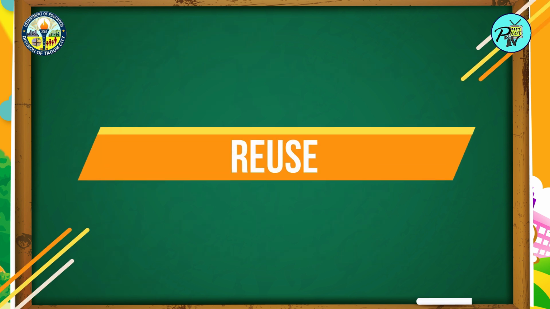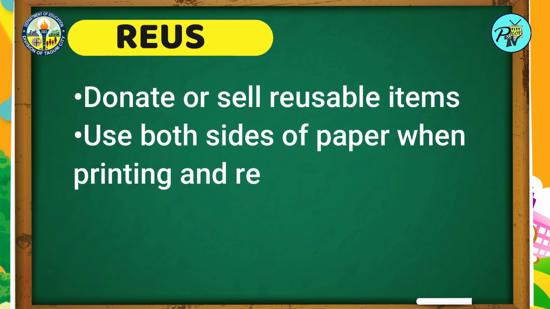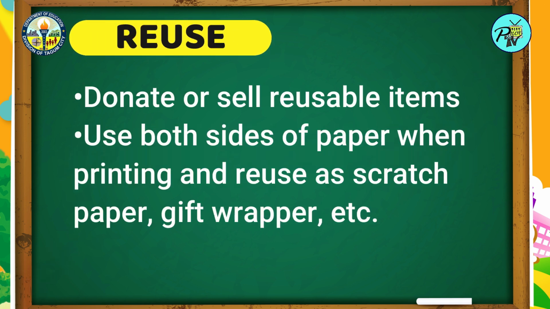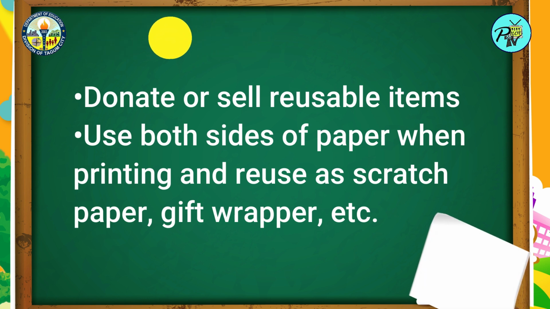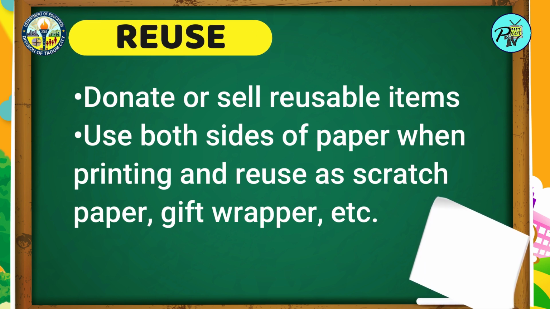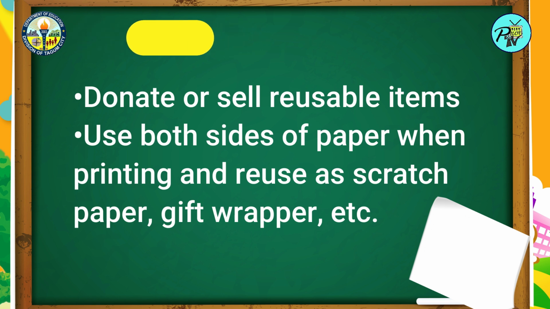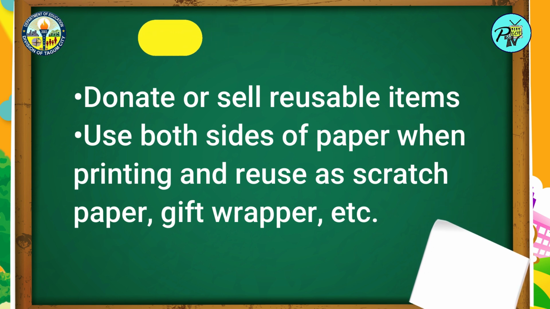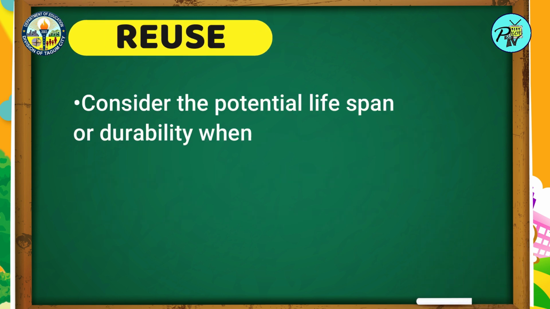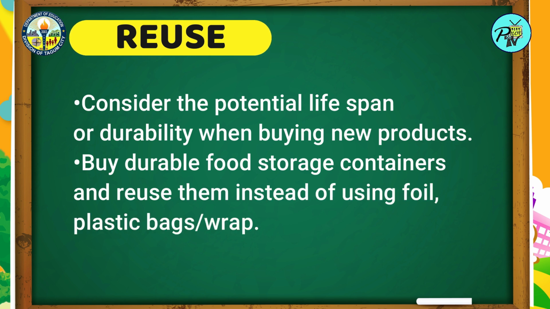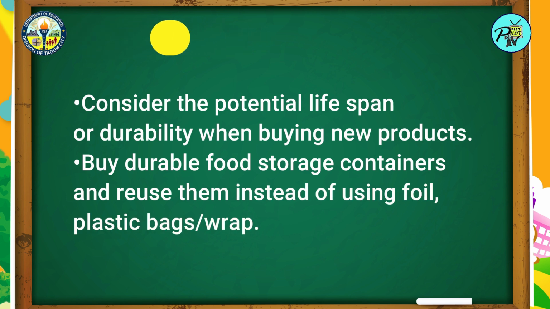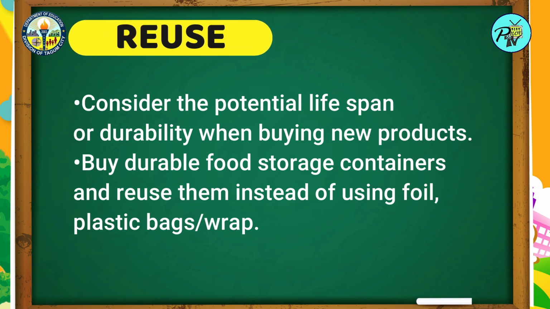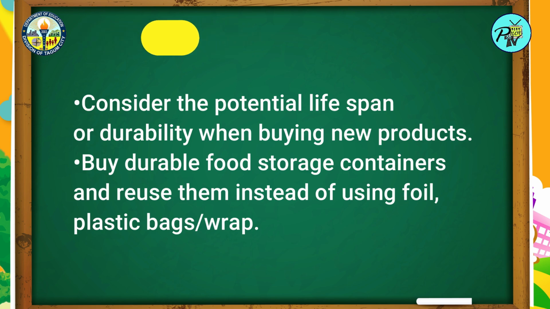Next, we have reuse. Donate or sell reusable items. Use both sides of paper when printing and reuse as scratch paper, gift wrapper, and many more. Consider the potential lifespan or durability when buying new products. Buy durable food storage containers and reuse them instead of using foil, plastic bags, or wrap.